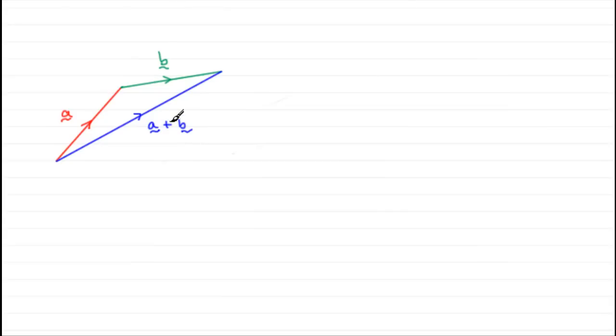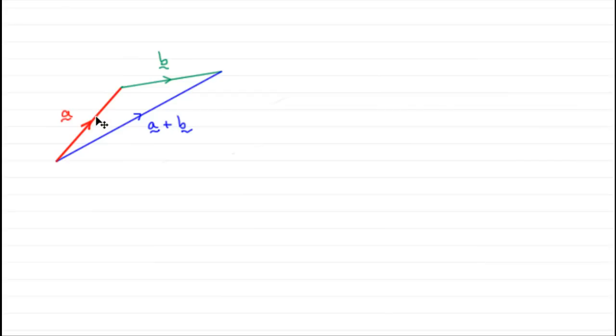It's not the normal addition that we might think of when we do, say, 3 plus 2, which equals 5. No, this is something different. Think of the plus as followed by. So we're doing this movement A followed by this movement B. And it's equivalent to going from here to here. So A plus B.